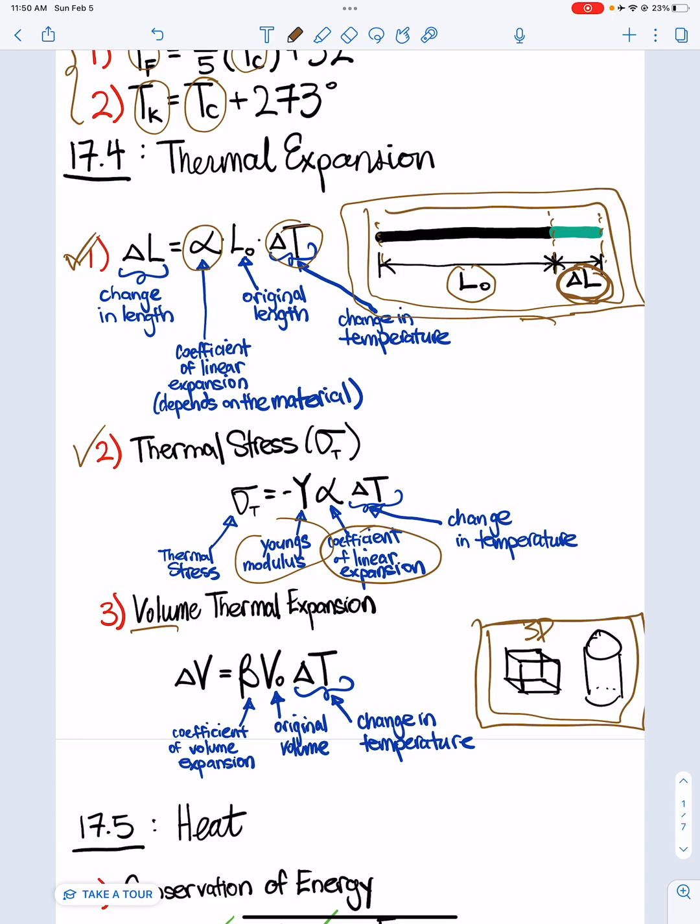So that is a change in volume is equal to the coefficient of volume expansion multiplied by the original volume multiplied by the change in temperature. So that is a change in volume of a material due to temperature change. Okay.